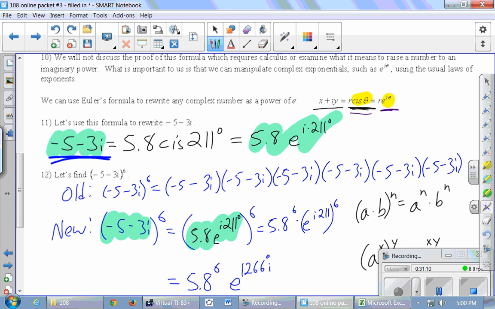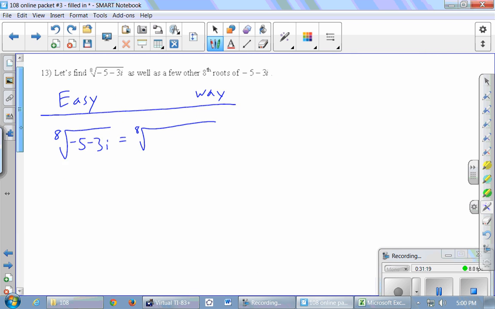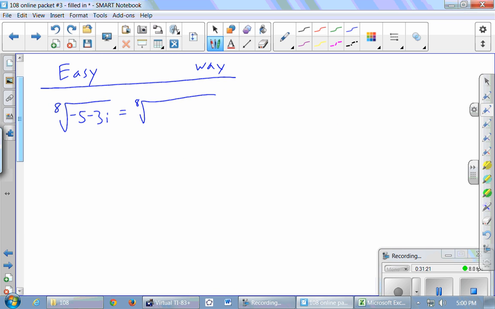So negative 5 minus 3i is really this guy, and maybe having this under a radical would be less baffling. So let's try that. This is equal to the eighth root of 5.8 times e to the i times 211 degrees. Now the eighth root, we can write that as a power. What power is the eighth root? Hopefully we know it's the 1/8 power.